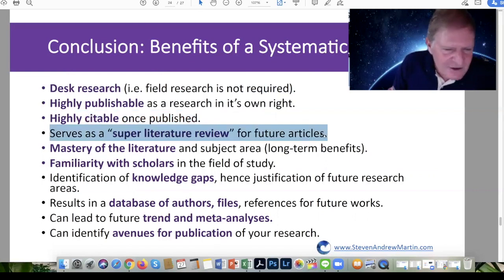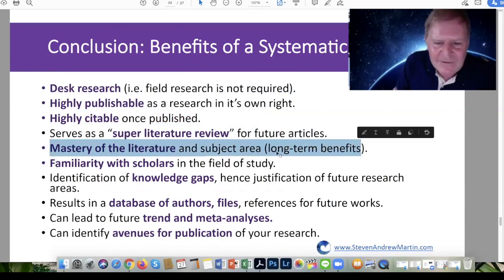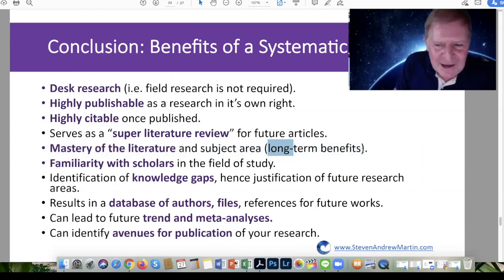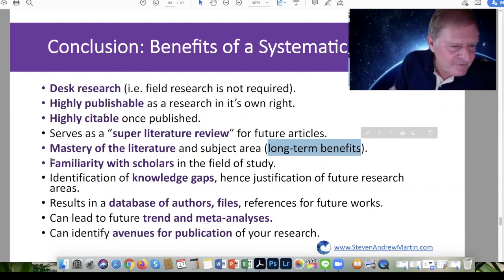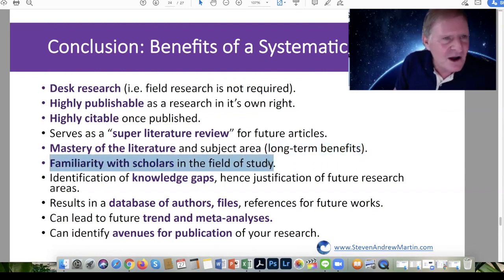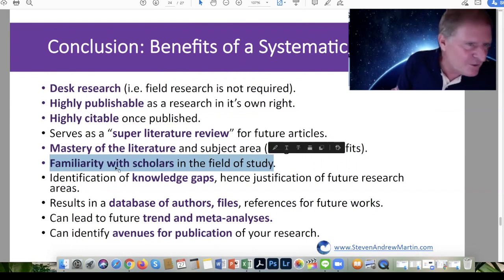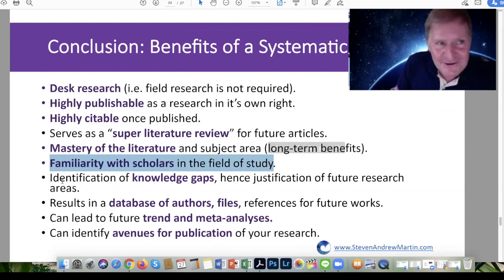So it's a super literature review for future articles. You master the literature. I know I've said this already a couple of times, but the long-term benefits are obvious. You get familiarity with scholars and fields in the study. Basically, you make friends, right? You may get invited to a conference. They might even pay for it. I was fortunate in that way.